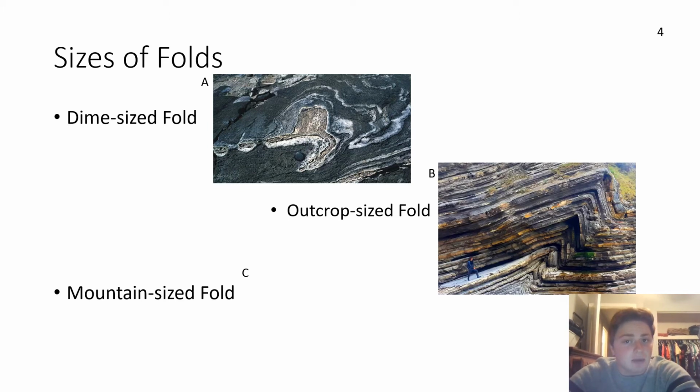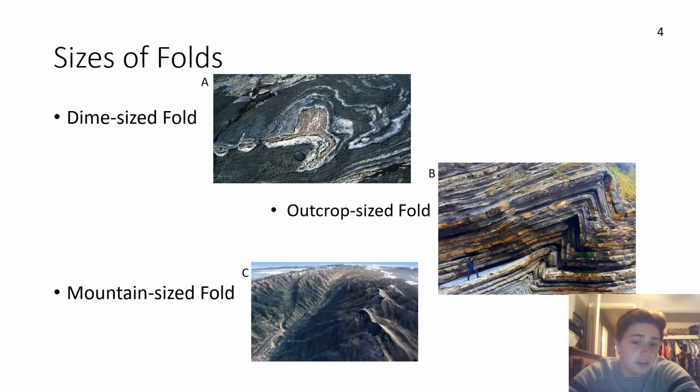The next type of fold is the one you'd expect to see, and probably the most stereotypical of the folds, and those are the outcrop folds. They are normally on hillsides or cliff sides or under ledges, and they are a good medium-sized fold that is really just standard, honestly.